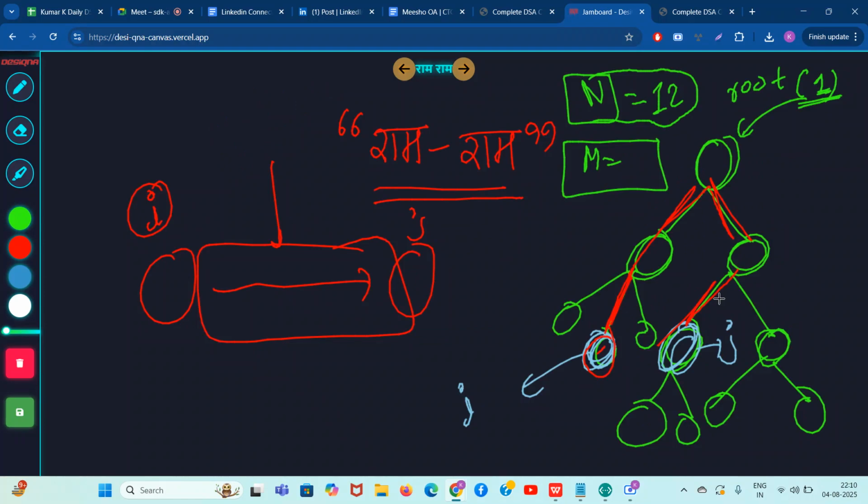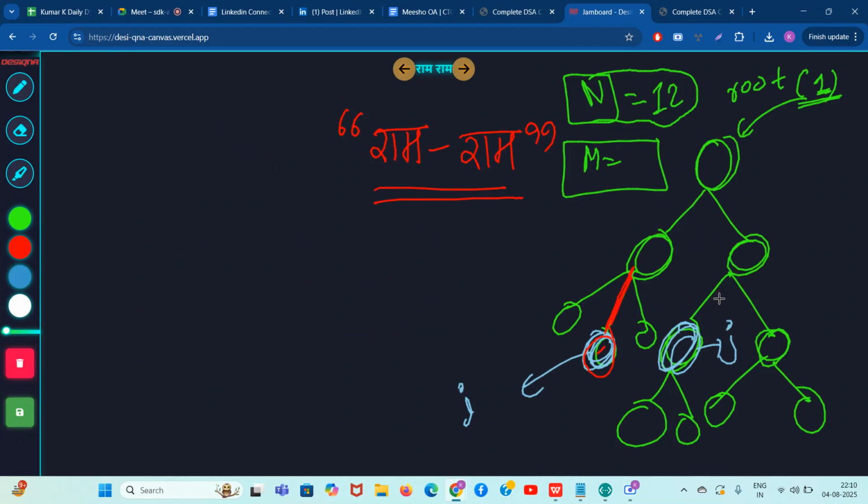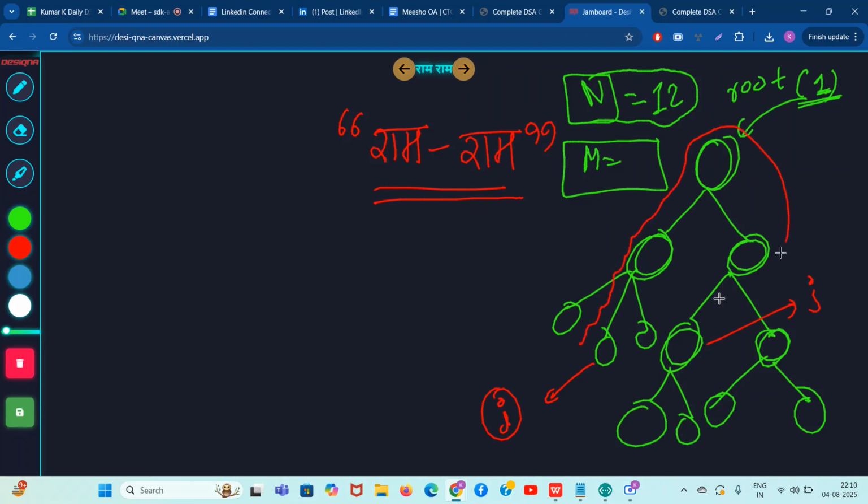Like there is only a single shortest path from I to J. That is the definition of a tree. If you start traveling from node I to node J, okay, this is your node I and this is your node J, then if you try to make up a path from node I to node J like this, there will only be a single path. There cannot be multiple paths which will lead you from node I to node J.